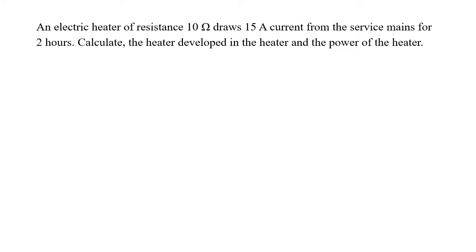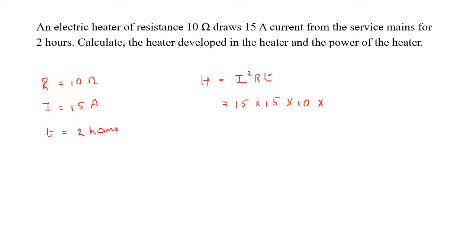Next we have a resistance. Here it is given 10 ohm. The current is 15 ampere and the time taken is 2 hours. The current is flowing. How much heat is developed? So for heat, the formula, Joule's law of heating, is I square R T. So I square is 15 into 15, resistance is 10, and time we convert into 3600.